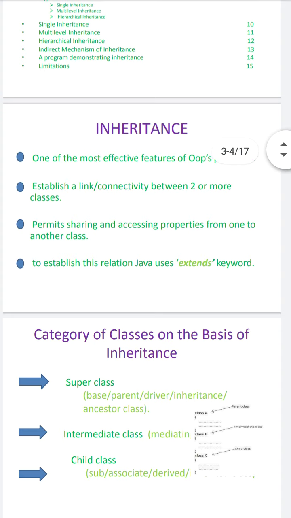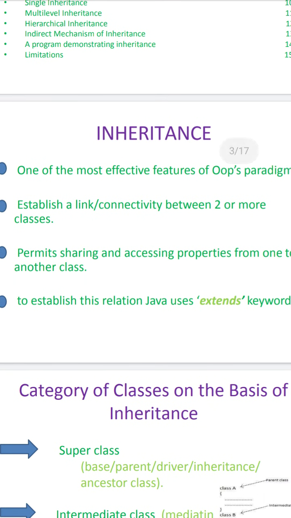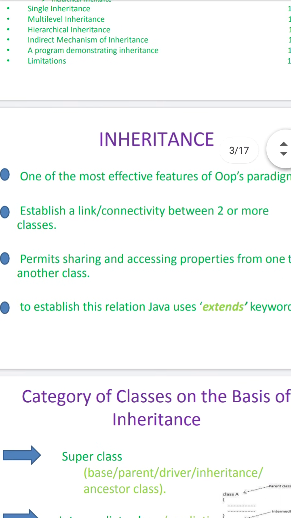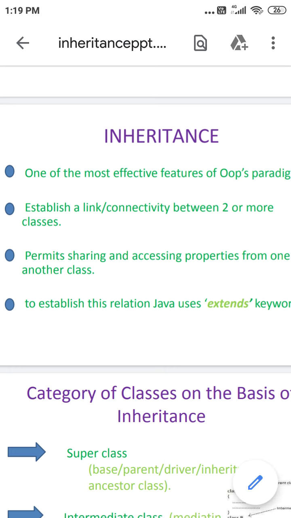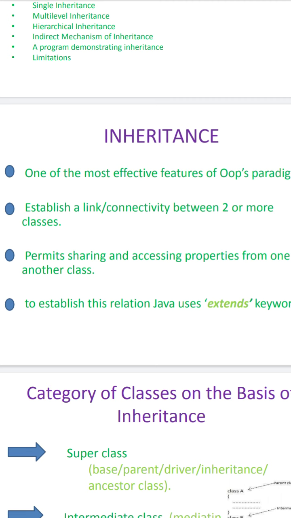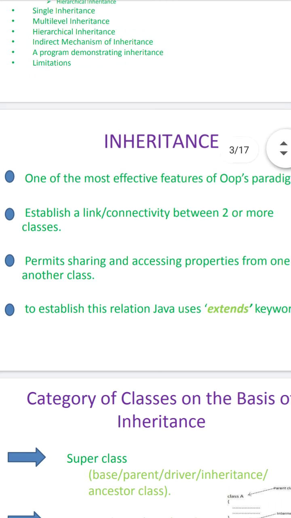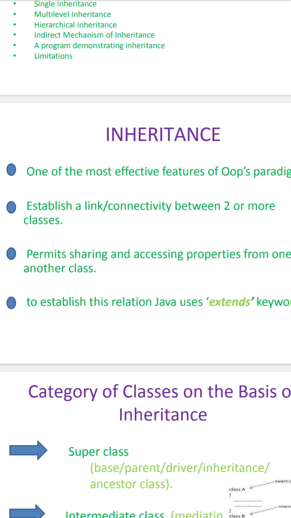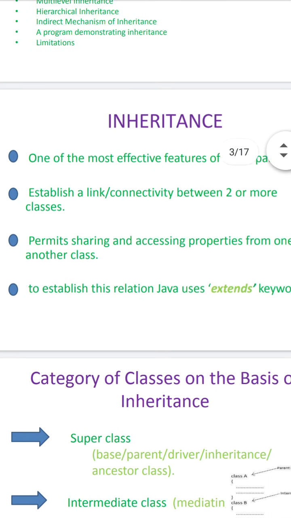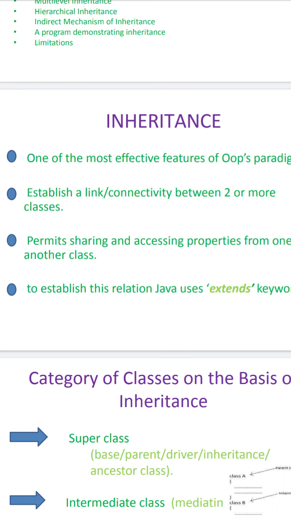Now, first of all, we will discuss inheritance. One of the most effective features of object-oriented languages is inheritance. In an object-oriented programming language, class is the main thing. So we can create several classes in a program, and through inheritance we can establish a connection or link between two or more classes, permitting sharing and access of properties from one to another. That means through inheritance we can inherit features from one class to another class. To establish this relation in Java, we use the extends keyword.